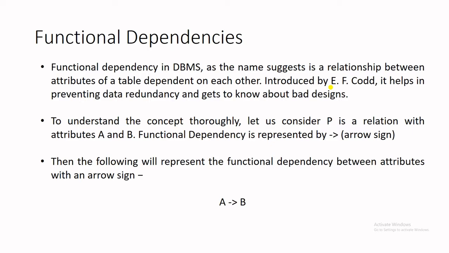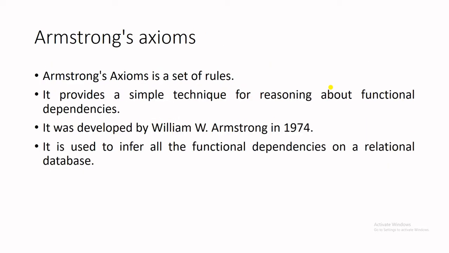To understand this concept, let us consider relation P and two attributes A and B, and the functional dependency is represented by an arrow sign. When I write A → B, it means attribute B is dependent on attribute A, which means there is a functional dependency or relationship between these two attributes A and B.